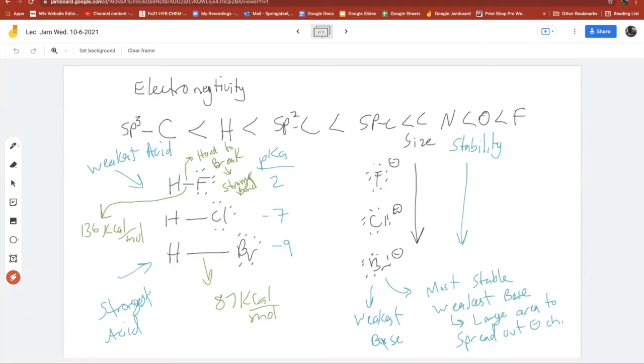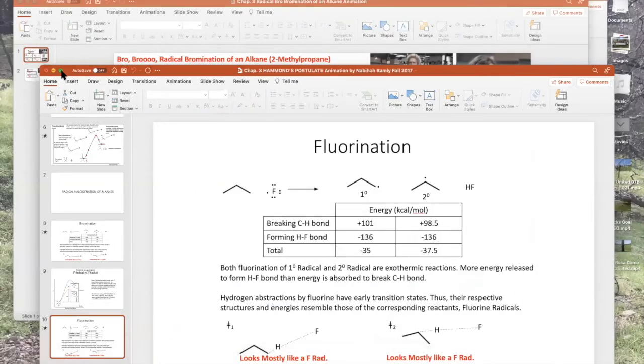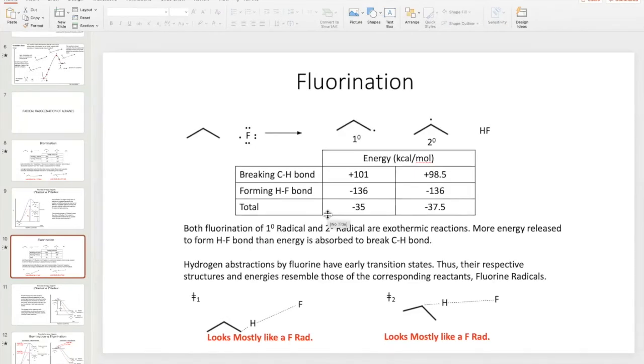Okay, so we got that. I'm going to draw this one out for you, but I want to just get this data first. Because the HF that forms is a weak acid, it's got a strong bond, it releases a lot of energy when it's formed. It releases more energy than it took to break the carbon-hydrogen bonds. So this reaction is not endothermic like the bromine, it's exothermic. And that's going to change things a lot. That means in the transition state, it's going to look more like reactants. So it's going to look more like a fluorine radical for this primary product and more like a fluorine radical for the bromine product.